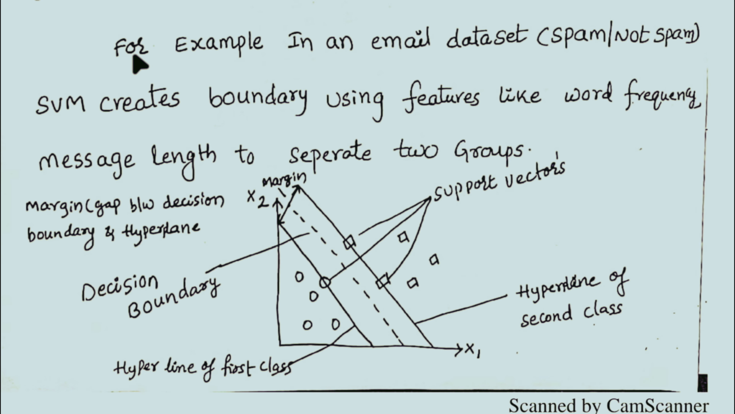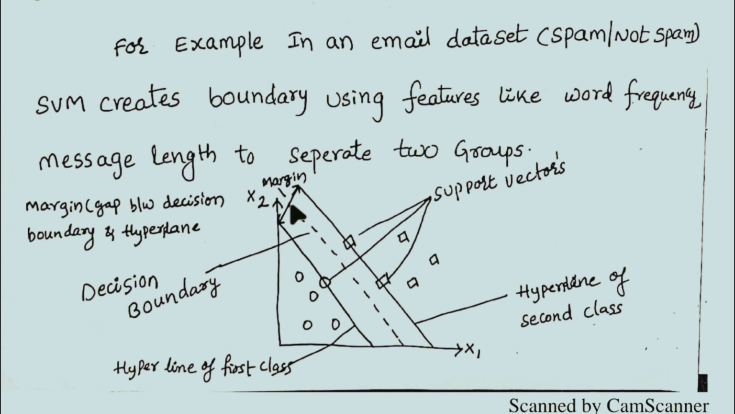For example, where we use SVM in an email data set, spam or not spam, SVM creates a boundary using features like word frequency and message length to separate two groups. Remember, one of the important applications of SVM is finding spam mails. There are two kinds of mail: one is the official mail and the second is the spam mail. In order to find the spam mail, we look at conditions like word frequency and message length, to separate the two groups.